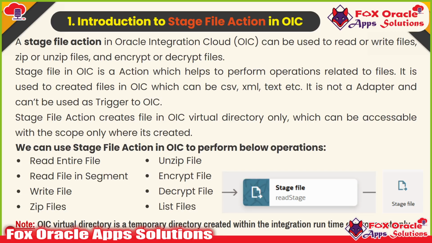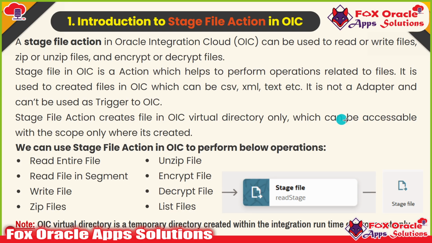We can read the file. Suppose we have a file available in OIC and we want to read the content or data of the file. We need to use a stage file action for that. We can also append the file. When we say append, the file is already created in OIC and we have to merge a few other records. We can do that using a stage file only. And we can create a zip file using stage file. We can unzip the zip file. Suppose we are getting a zip file at a file server and we have to unzip the file and do operations on it, we can do all these things using a stage file only. We'll see one by one what all operations are available in OIC with the help of a stage file.